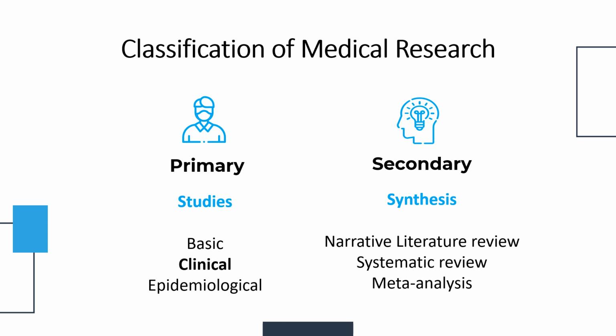Then you have clinical research. These are either experimental or observational studies, which look at how we influence patient care using clinical research. And then on a higher level, you have epidemiological research, which focuses on population health. Now, secondary research is more synthesis of existing research. So this could take the form of a narrative literature review or a systematic review or meta-analysis.